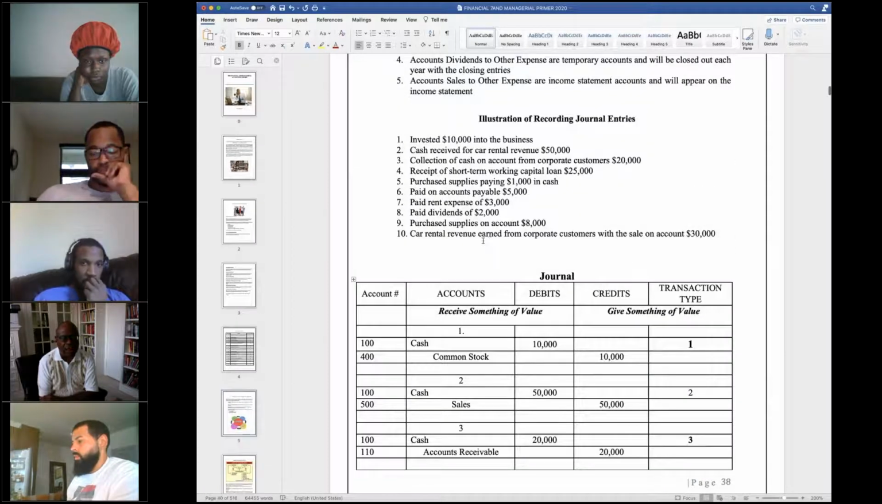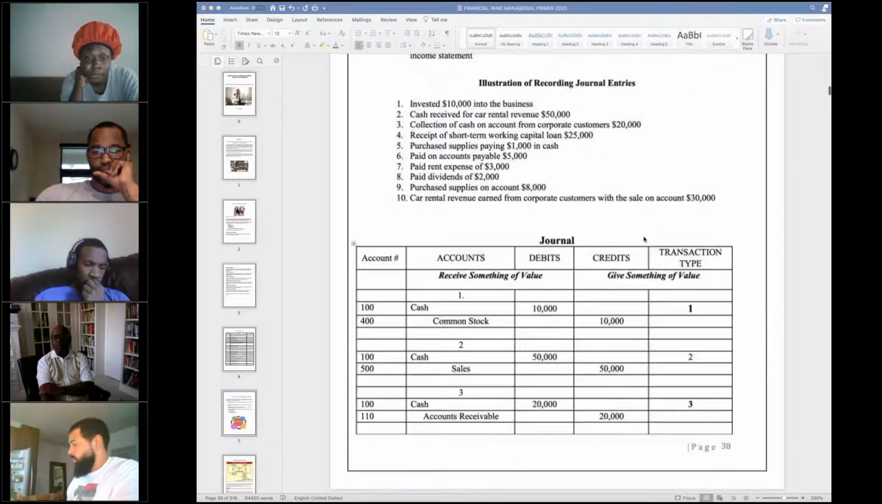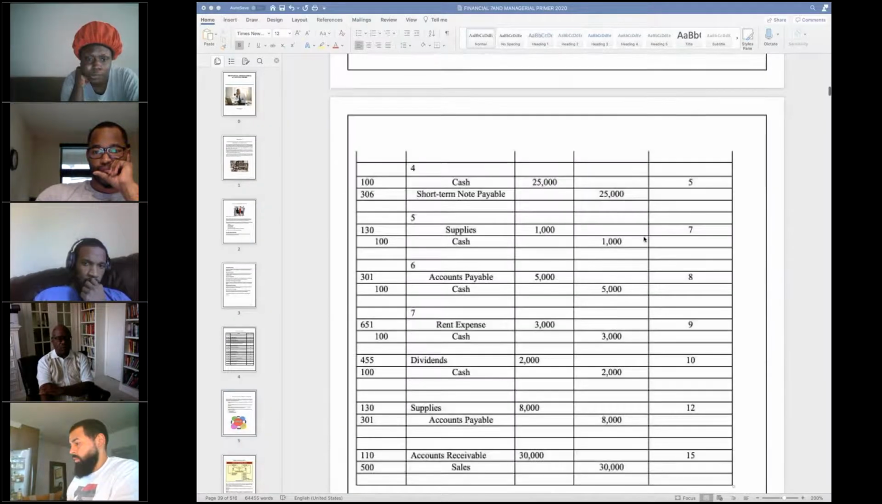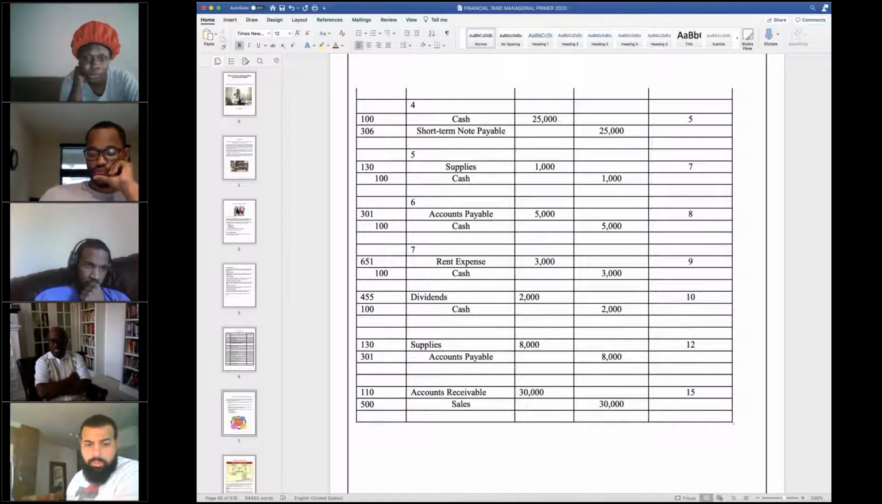And finally, car loan revenue earned from corporate customers, 30,000. You debit accounts receivable, credit sales. So those were the 10 transactions.